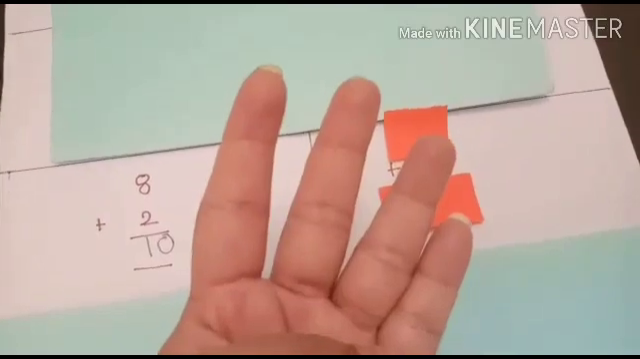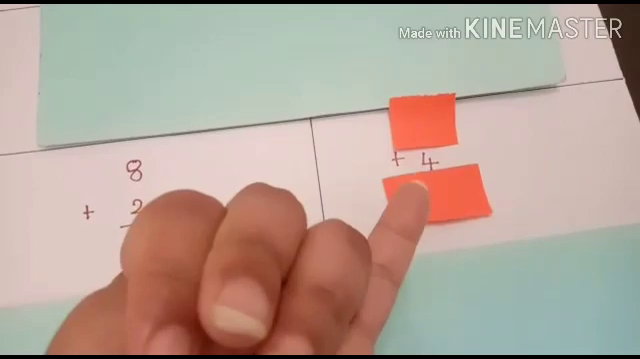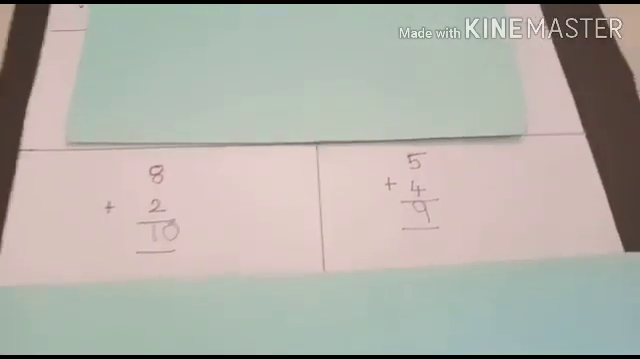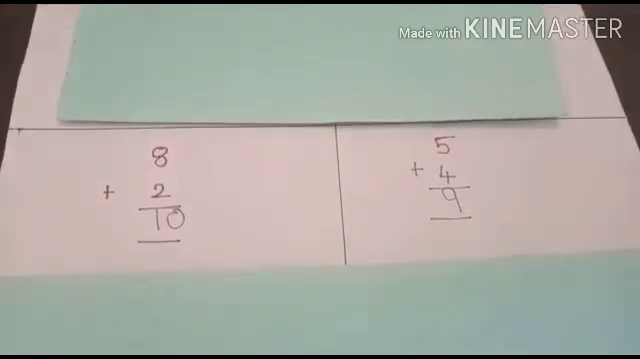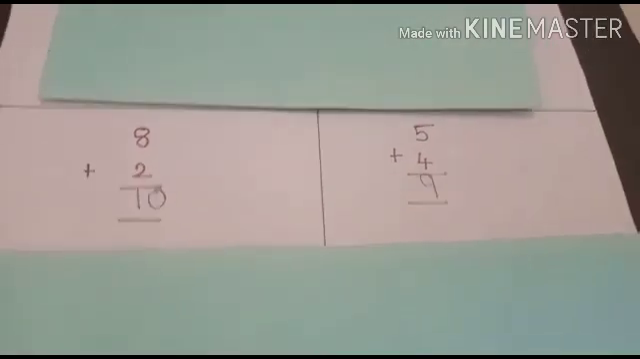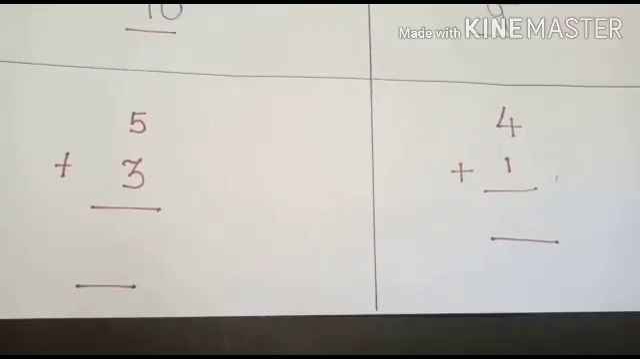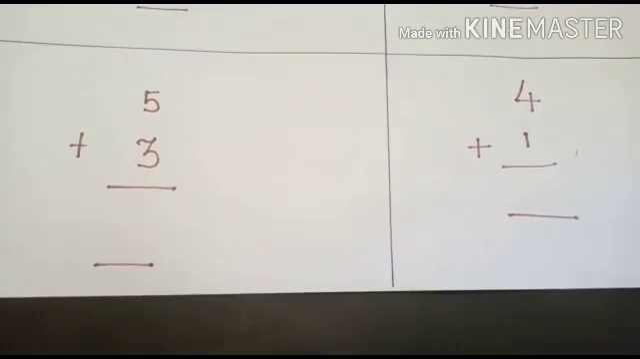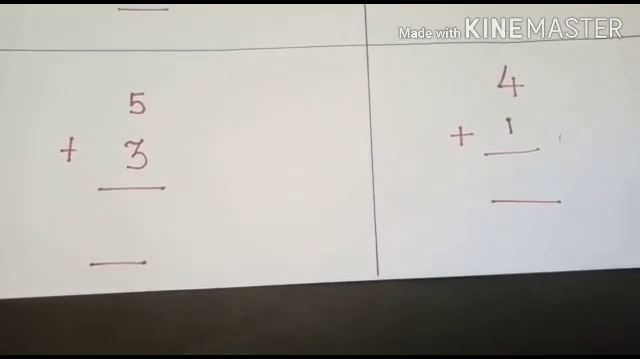So we will start counting after 5. 6, 7, 8, 9. So let us check the answer. Answer is 9. So 5 plus 4 is 9. Let us see another example. So children, these two you will try on your own. So 5 plus 3 and 4 plus 1.